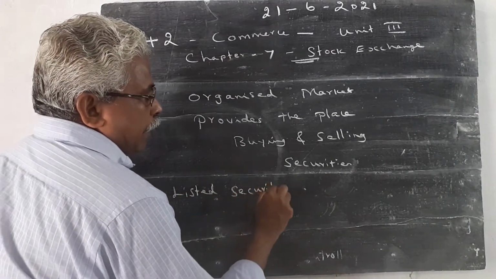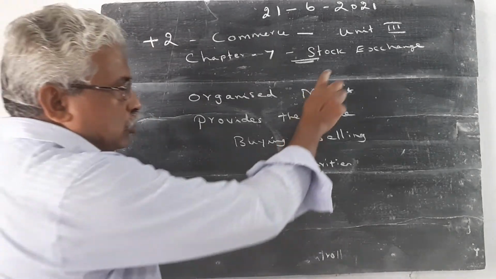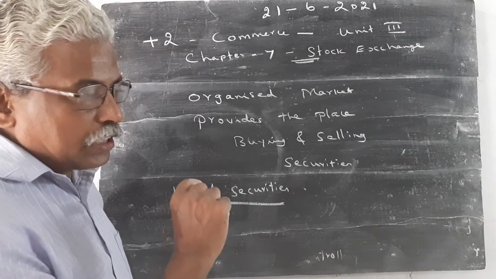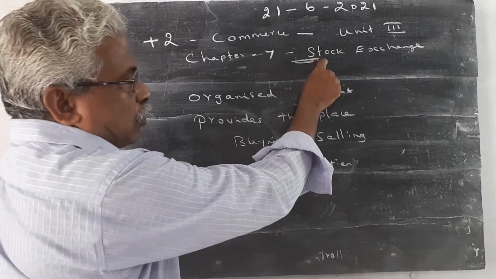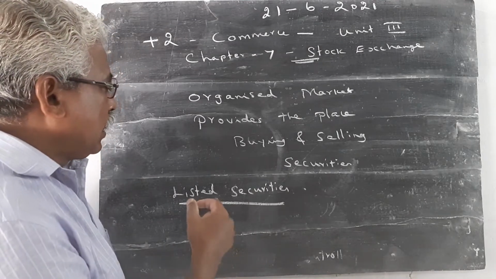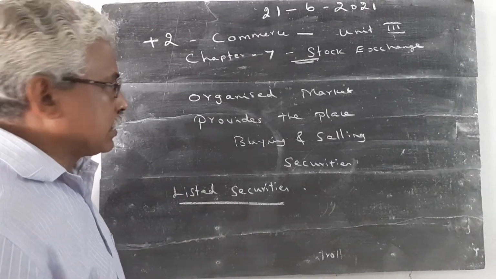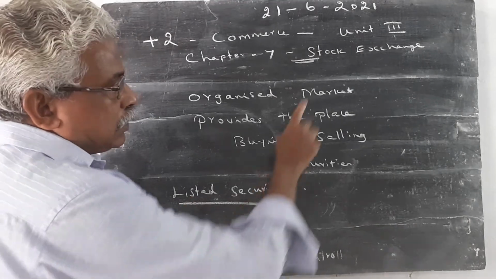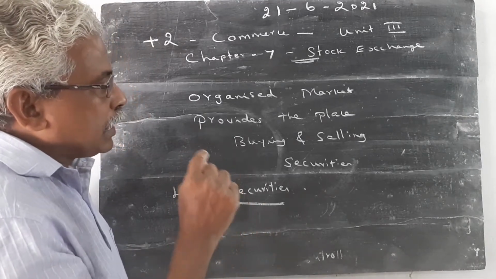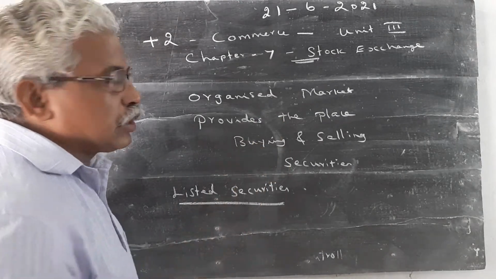So automatically you may have a doubt about what is the meaning of listed security. Listed security means the stock exchange has one official list. Those companies' securities that are included in the official list of the stock exchange, it is called listing of securities. Some formalities are required for listing the securities. We will study the procedure for listing the securities in the subsequent classes.